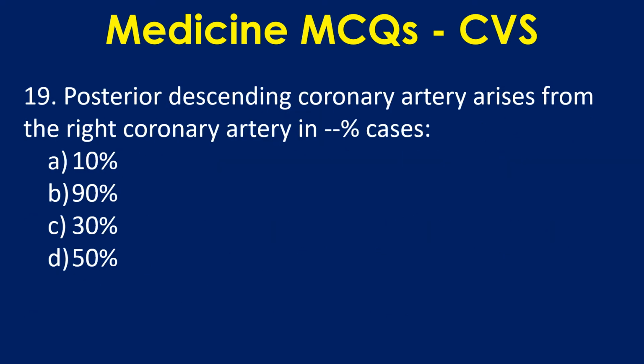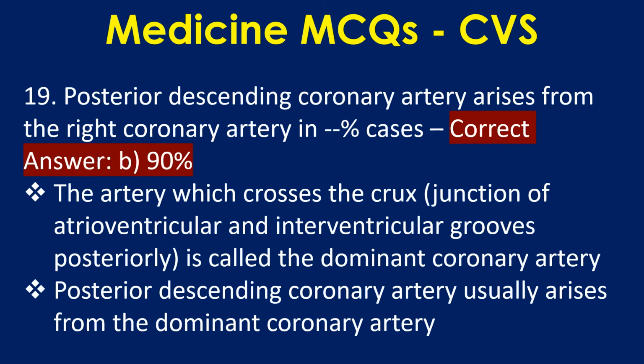Posterior descending coronary artery arises from the right coronary artery in what percent of cases? A. 10%, B. 90%, C. 30%, D. 50%. Correct answer B. 90%.